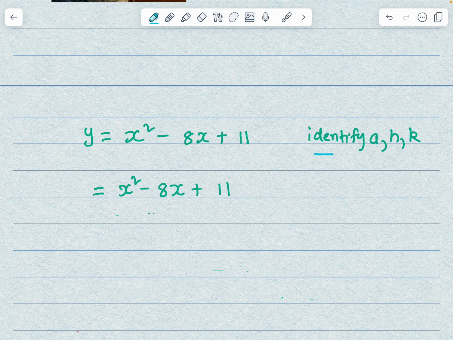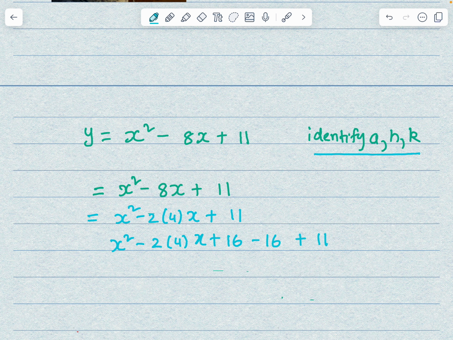So let's do this one. x squared minus 8x plus 11. So you know what to add and subtract. You're going to add 16, subtract 16, and then don't forget the plus 11 here. And all this time you have to have y equals. So y equals, and now you can complete the square. We can write it as x minus 4 the whole squared, and then these two become minus 5.